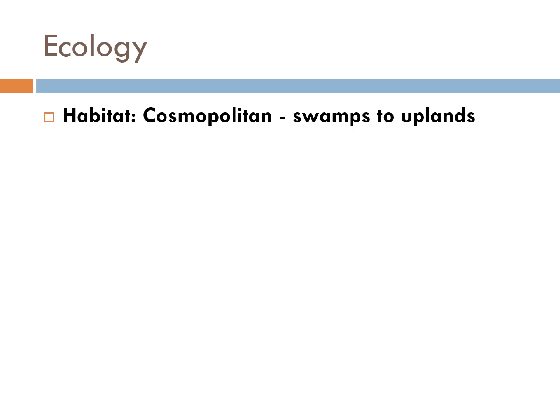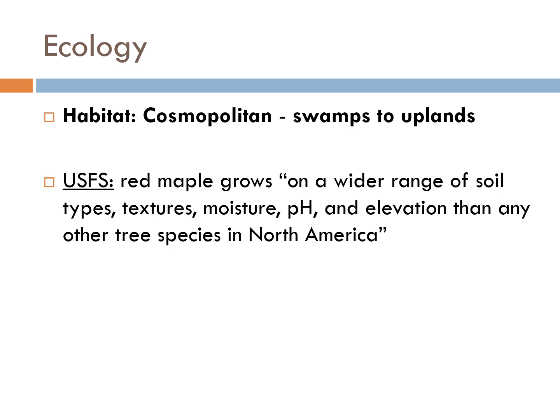This is a tree that we consider to be cosmopolitan. It is at home in any environment. It lives in swamps, middle soils, dry uplands, every site in between. And according to the Forest Service, the red maple grows on a wider range of soil types, textures, moisture, pH, and elevation than any other tree species in North America. So if you came up to me and said, I want to plant a tree, but I don't know what to plant, and I can't tell you anything about my soils, I'm going to say plant a red maple, because it'll probably grow there.